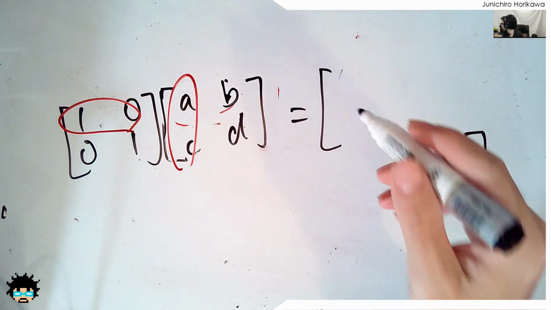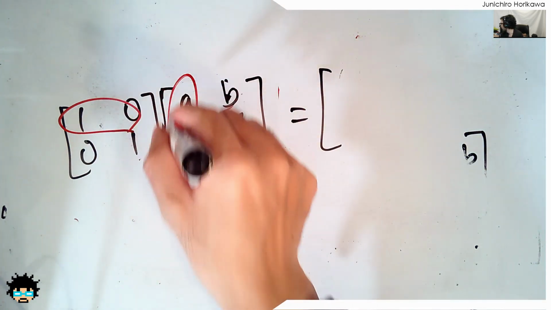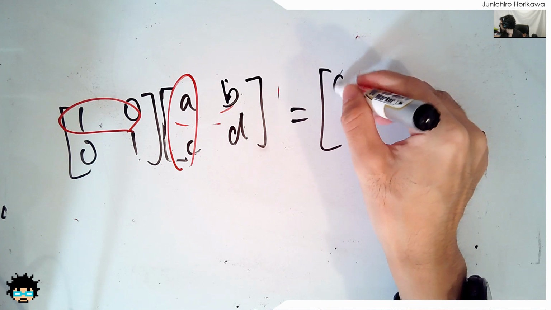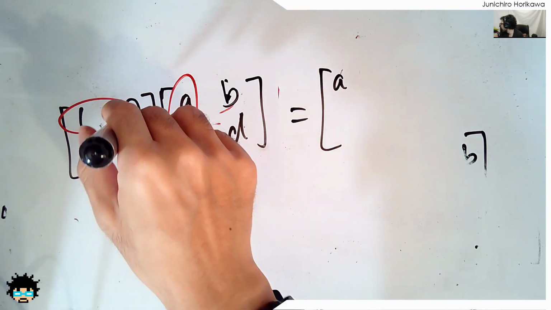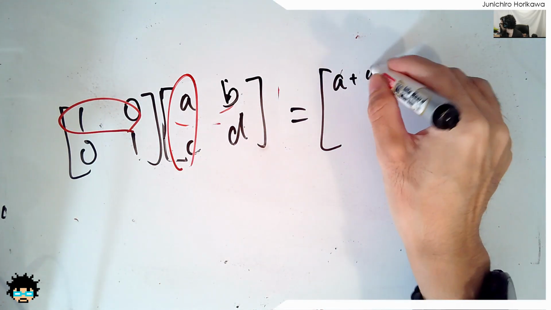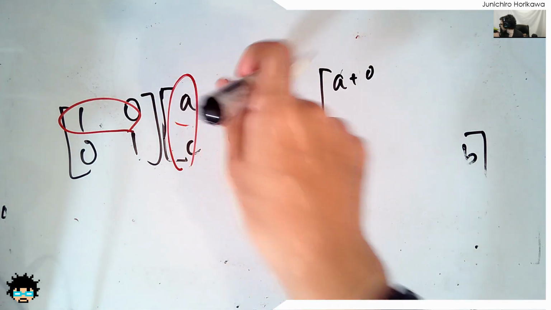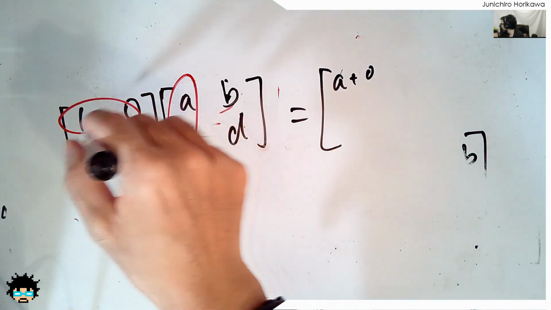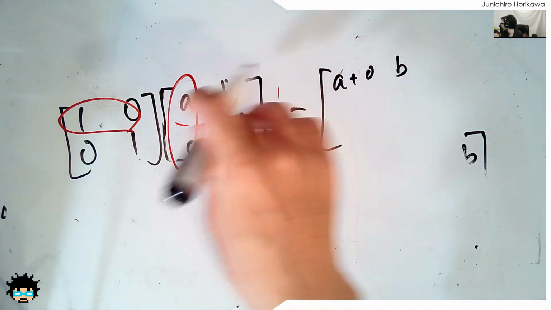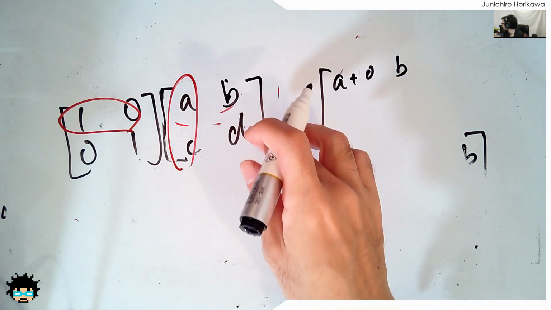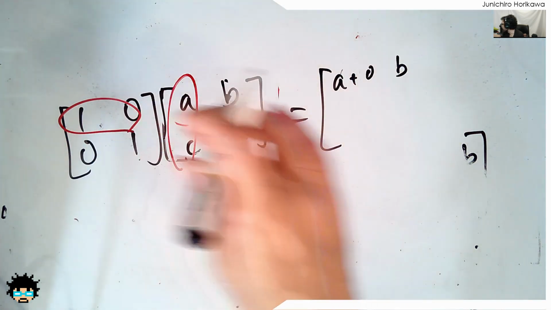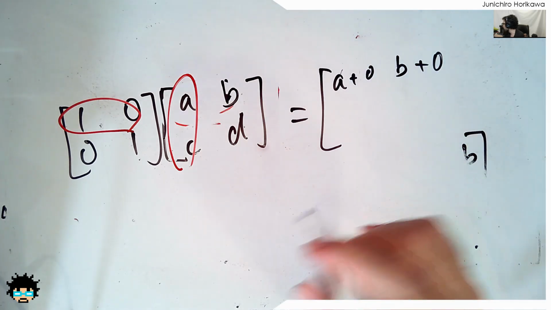Now as a result, you get A plus 0 multiplied by C. And for the right top corner, which is going to be B multiplied by 1 plus 0 multiplied by D. So it's like this.